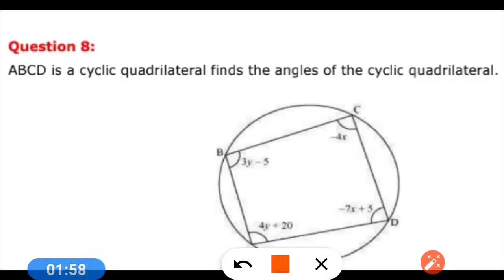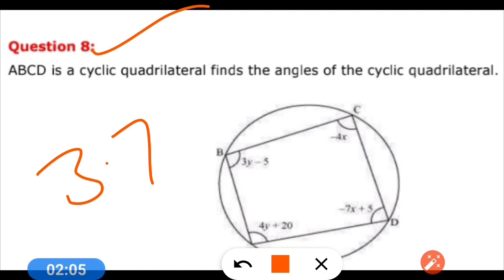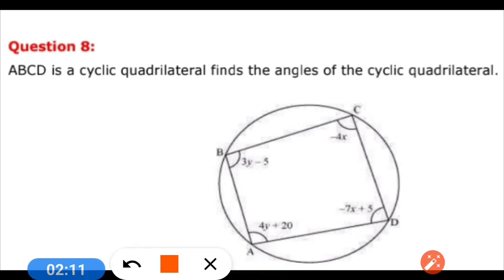Okay, my dear students, today we'll do question number 8 of exercise 3.7, and this is a very easy question. If you try to understand this question, you will get it very soon. I'm just giving you the question.